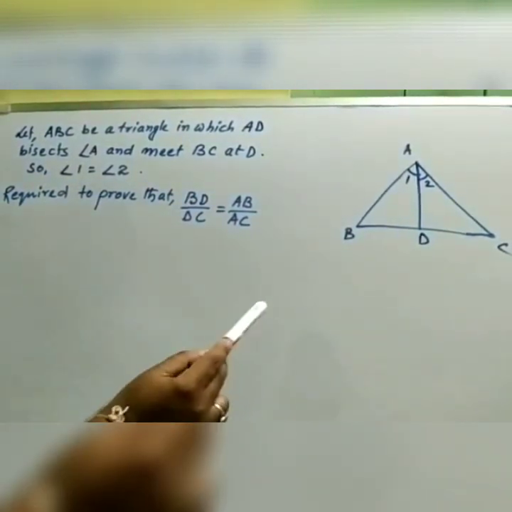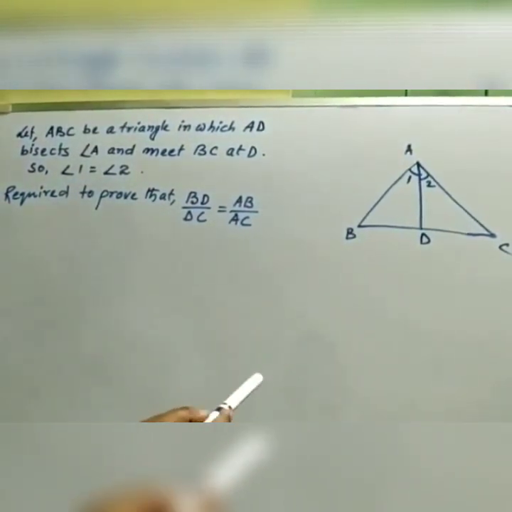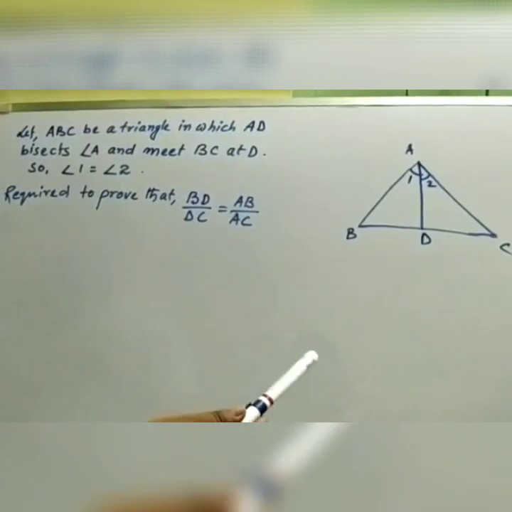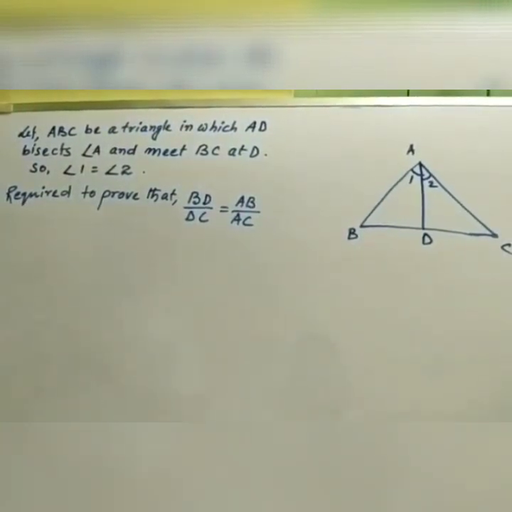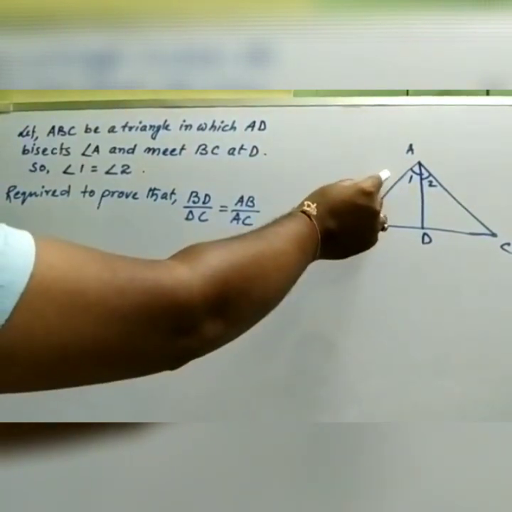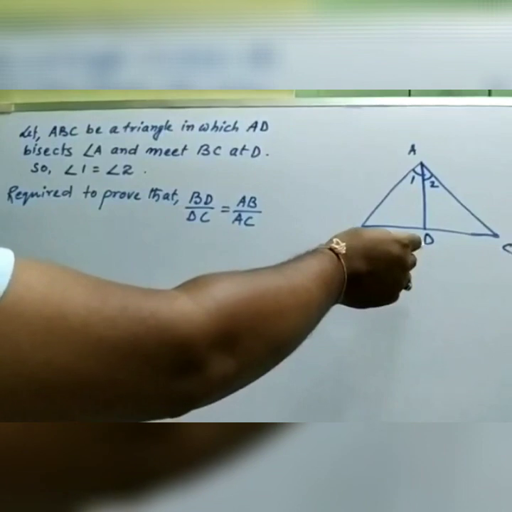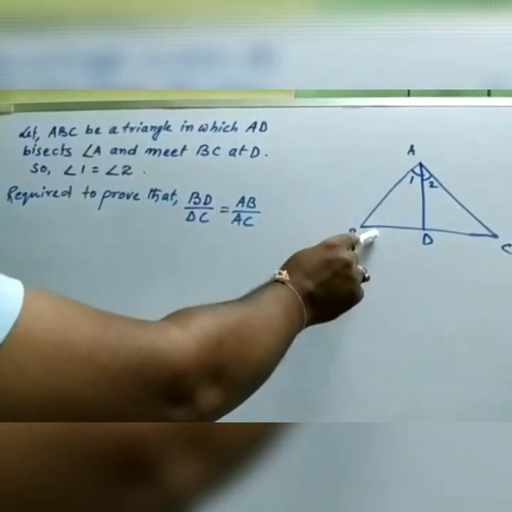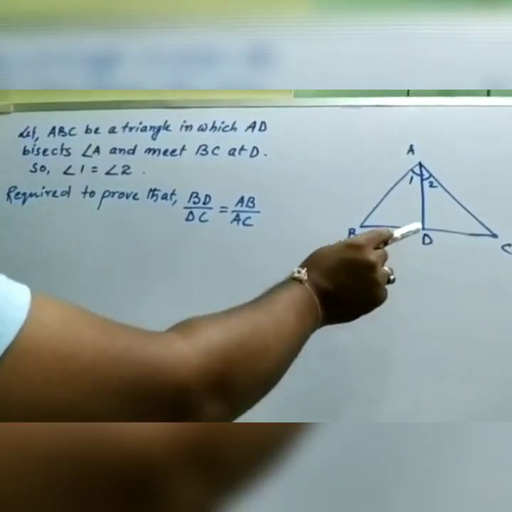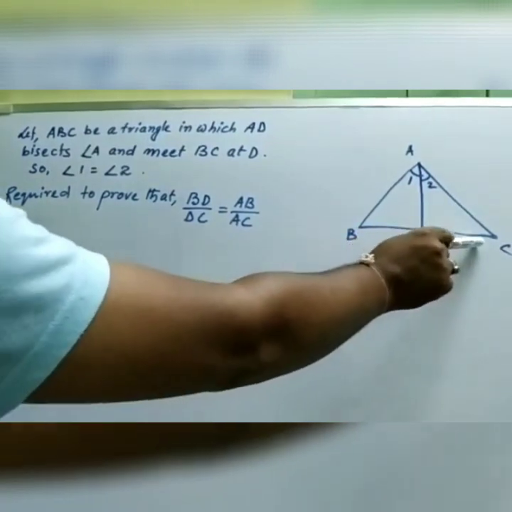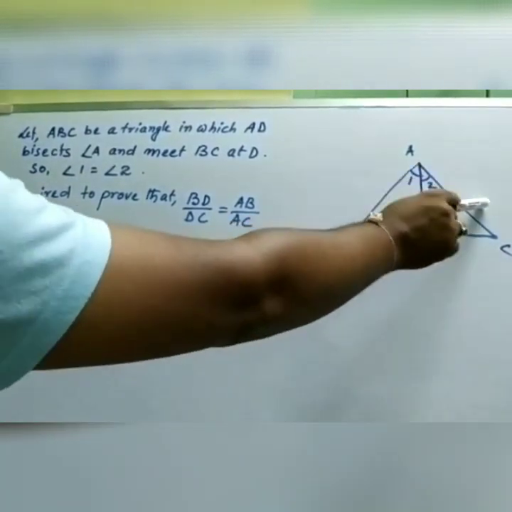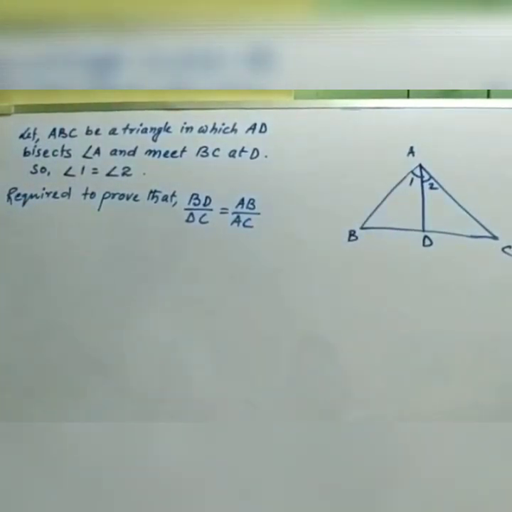From the statement, the internal bisector of the angle of a triangle divides the opposite side internally in the ratio of the sides containing the angle. The sides containing the angle are AB and AC. So the ratio of the sides AB and AC is equal to the ratio of the divided sides, that is BD and DC. So we need to prove that BD by DC is equal to AB by AC. That is the internal bisector theorem, and that part is written here.